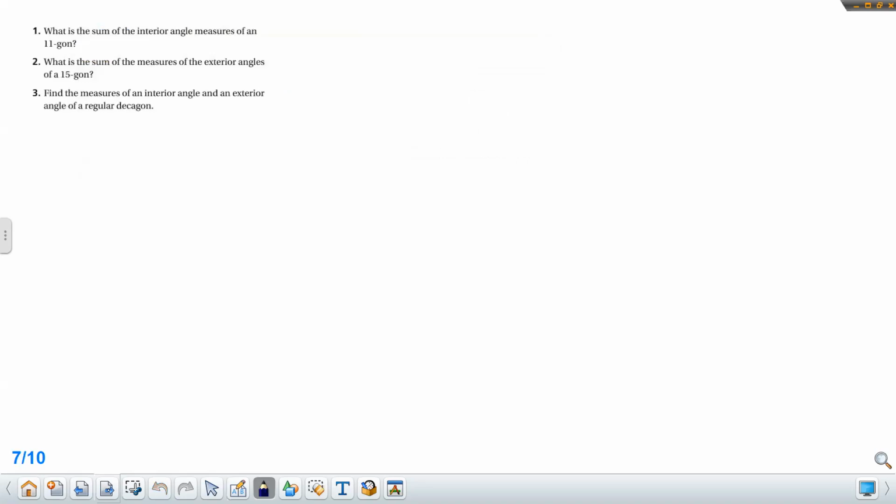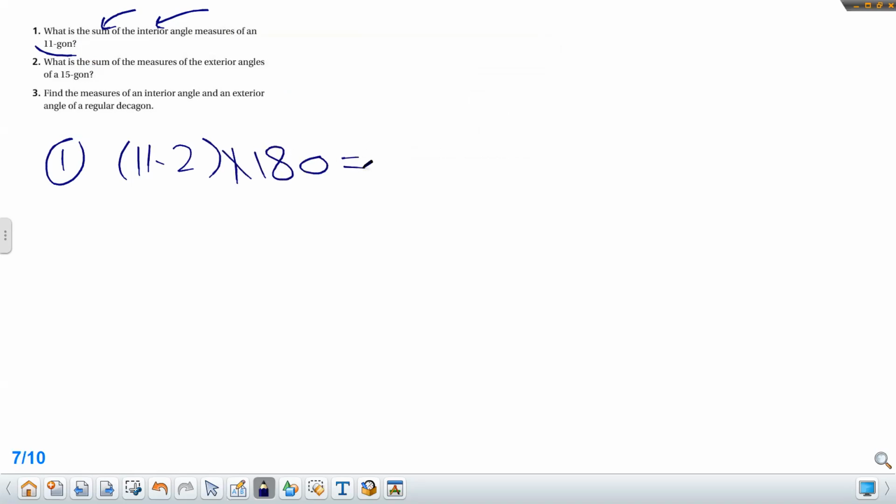For example, number 1, what is the sum of the measures of the interior angles of an 11-gon? What do you need here? Sum of interior angles. What's the rule? N minus 2, all times 180. What about n? N here is 11. So we can say 11 minus 2, all times 180. Okay? It will be 1620 degrees. Okay, this is number 1.